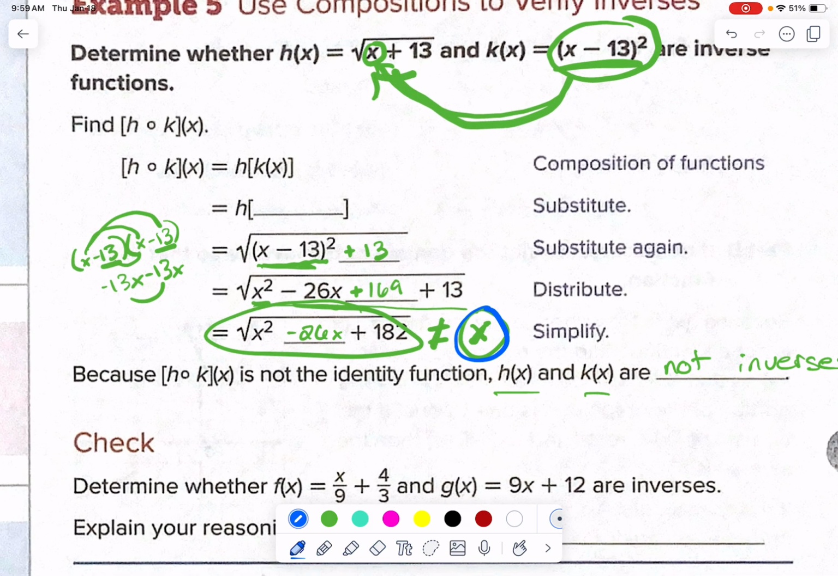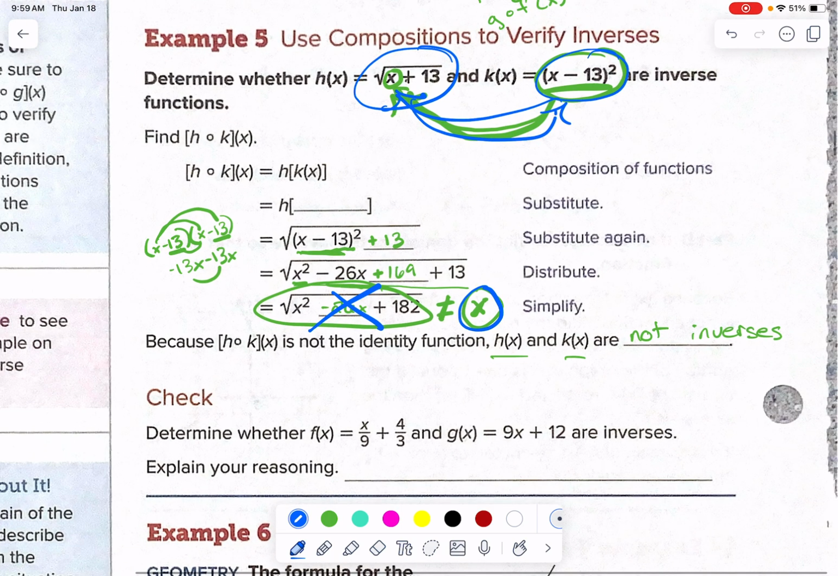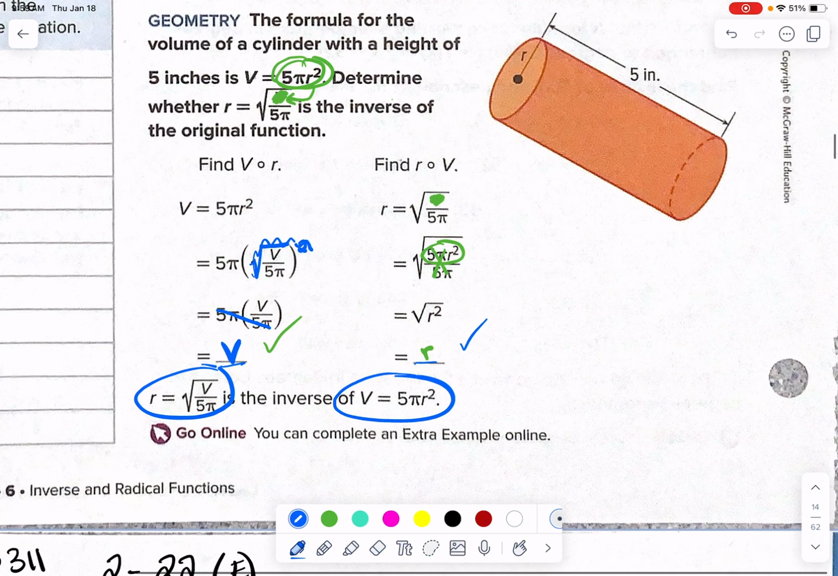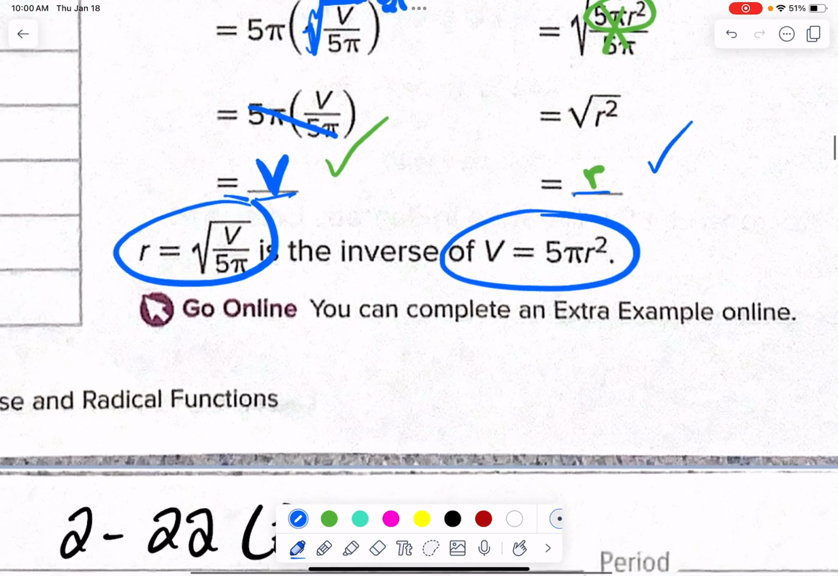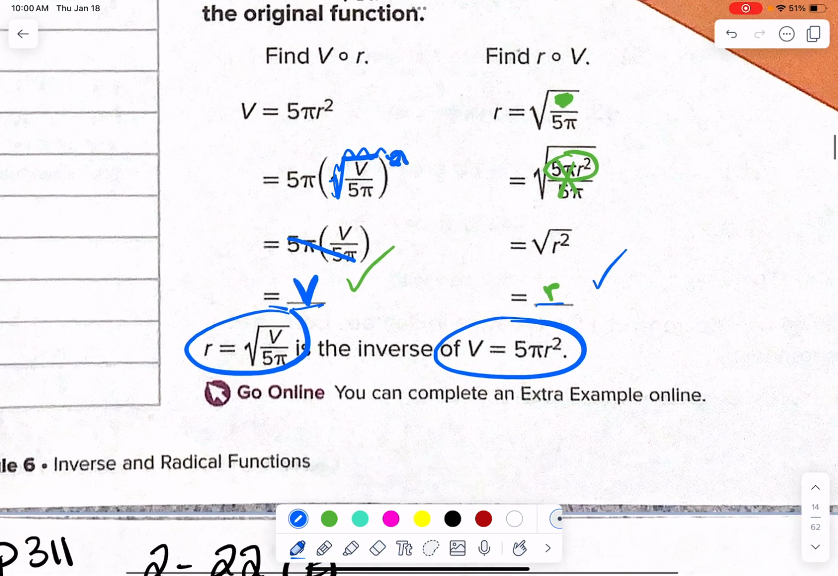Now, this one, we only did the one direction. We only plugged this one into here, right? We should have plugged this one into here also, but because this first one failed, we didn't even have to do the other side. We didn't have to plug the first one into the second one because the first one already failed. So not inverses, we just get to stop. But here we checked both sides and they reduced down and everything came out really nice and clean. So they are inverses, and that's how you check that, okay?